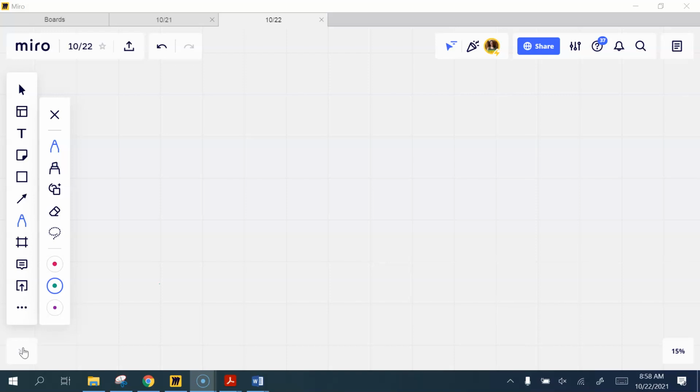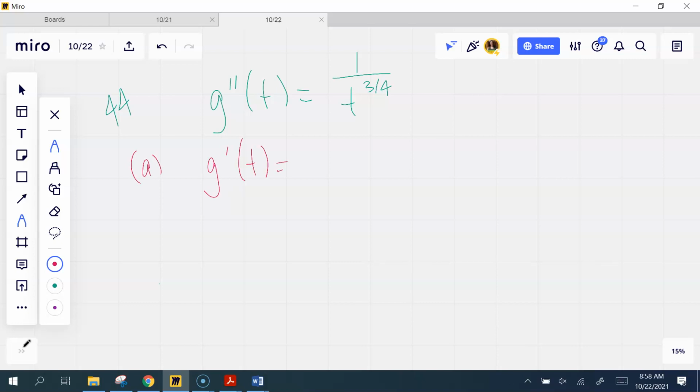Questions about your homework? Yes. Number 44. Okay. Which of the following could be true if... so you have not learned integration yet, so you can't go backwards. So the only option you have for this one is to take the derivative of each one.